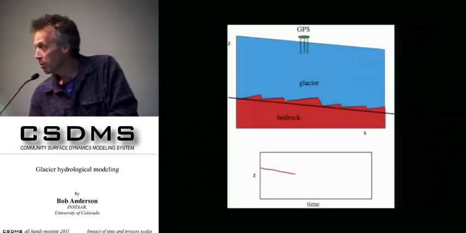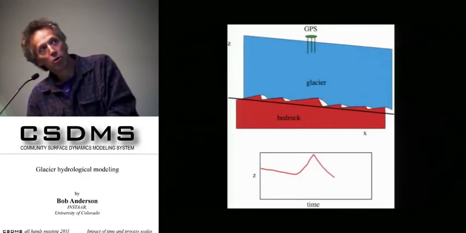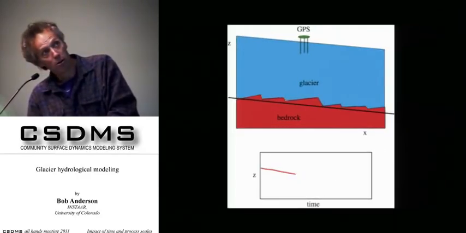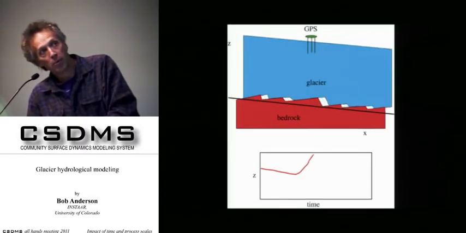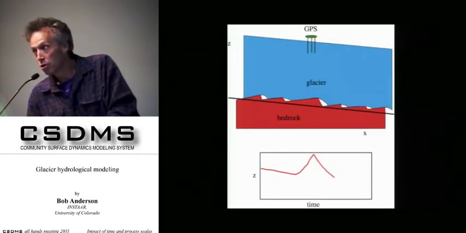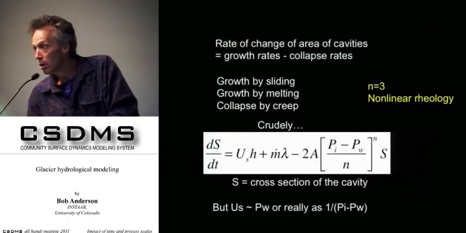So here's my poor man's animation of this. Here's a GPS monument tacked to the ice surface. It's going upward. Hang on, let me go backward here. So it's tacked to the ice surface, so it's going both horizontally and vertically with the ice as voids get created at the bed. But now the water has bled out of the system because conduits have been put in, and now the ice surface is going back to bed parallel.